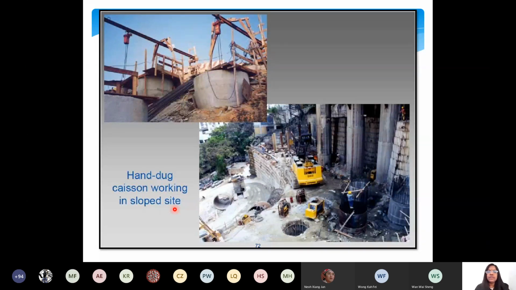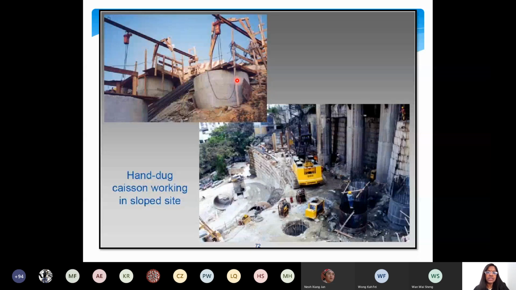Hand driven. Where is it? The picture is seen here. A dug well is constructed. They go for 10 meters or a small number of wells, right? Small, deeper lengths, deeper depths. Then you can use this type of hand dug well.